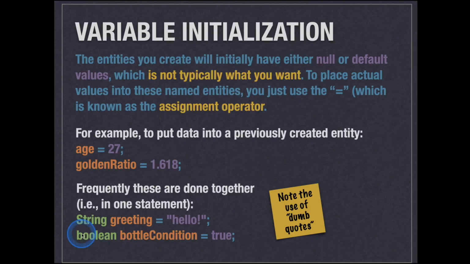You would do the same thing, just as a second example, if you wanted to create this bottle condition variable, which is a Boolean, and put the value true in it. The syntax is data type space identifier, space here is optional, equals the assignment operator, space here is optional, and then a literal, in this case a literal Boolean value, which is true. And then conclude it with the semicolon.